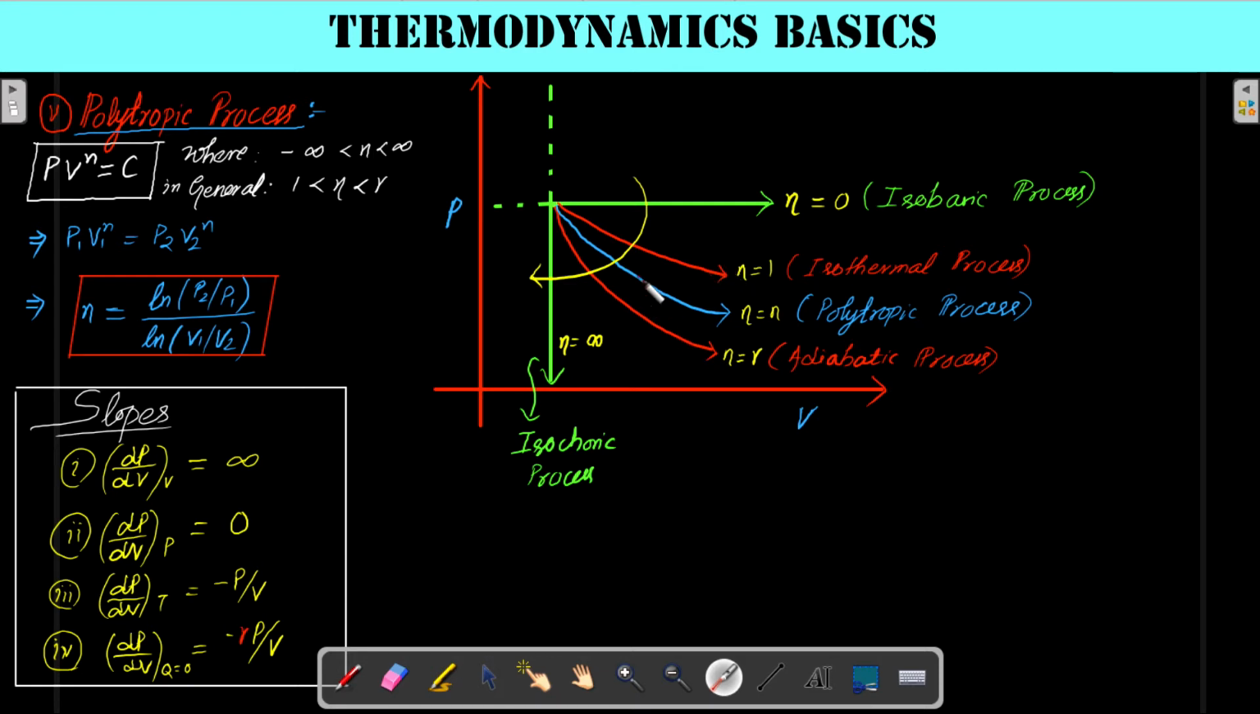The slope is negative here. You can check the slope of the constant volume process, which is infinity, and the constant pressure process, where the slope of this line is 0. If we solve the slope of the isothermal process, dp upon dv at constant temperature, you get the slope equal to minus p upon v, and the slope of the adiabatic process equals minus gamma p upon v. Okay, so we'll move to the next.